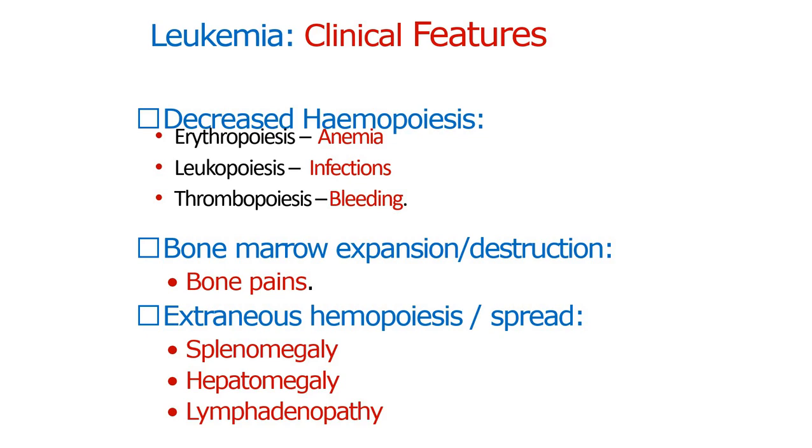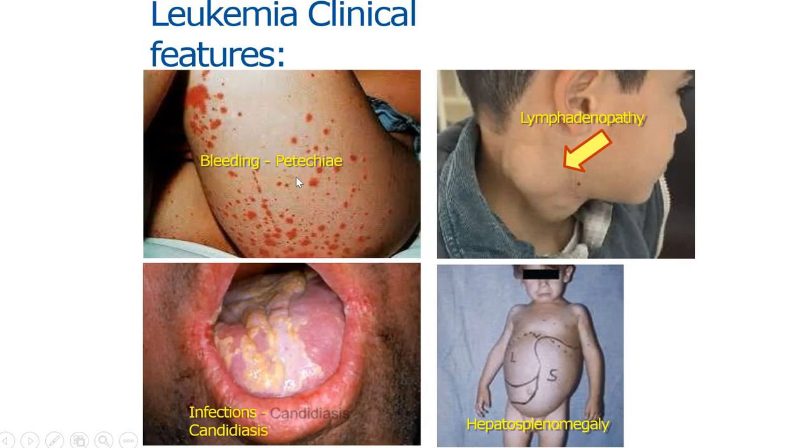Also, the person can have bone pains, and because of extramedullary hematopoiesis, that is, the entire reticuloendothelial system can be involved, it results in splenomegaly, hepatomegaly, and lymphadenopathy. In this clinical picture you can see the person is having multiple reddish spots on the skin. This is called petechiae.